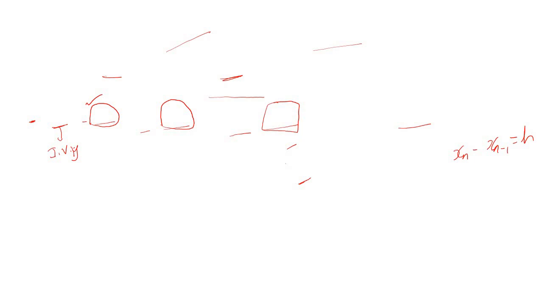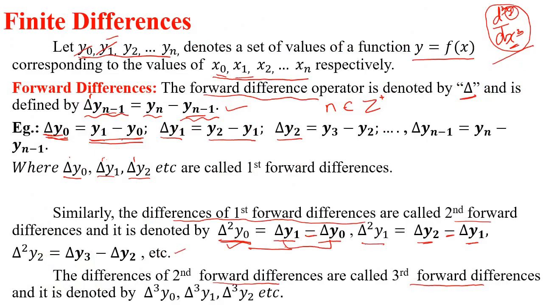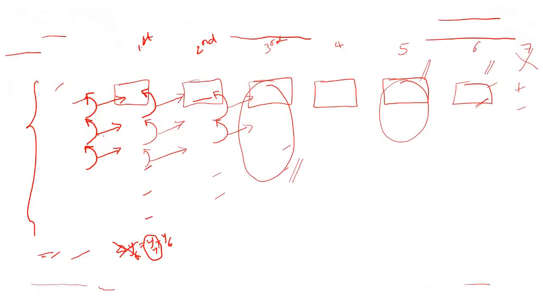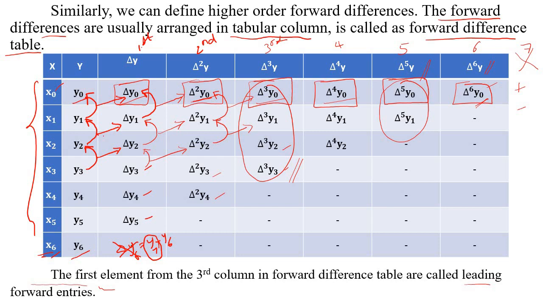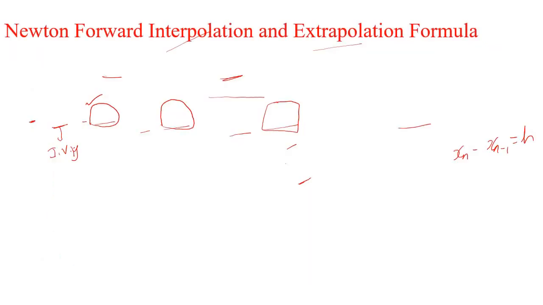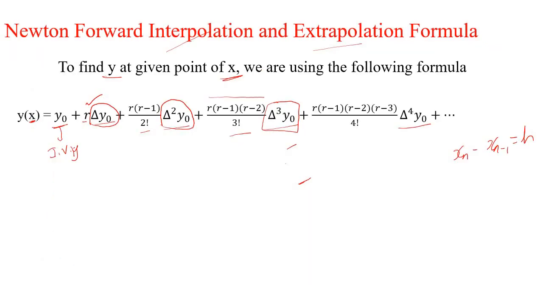Observe the previous slide, the table. Delta y naught, delta square y naught, delta cube y naught, delta power 4 y naught, etc. So these are called leading forward differences. These terms we are going to use in a formula. So when you are going to construct the table, you have to be very careful. So this is the forward interpolation and extrapolation formula.